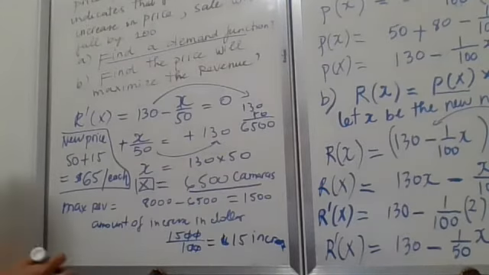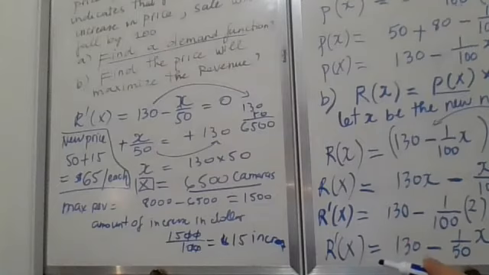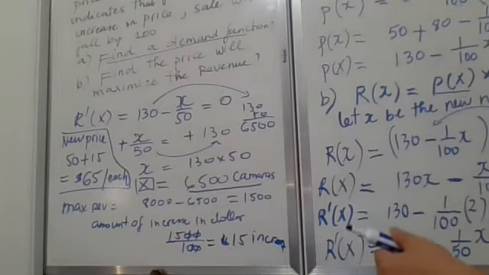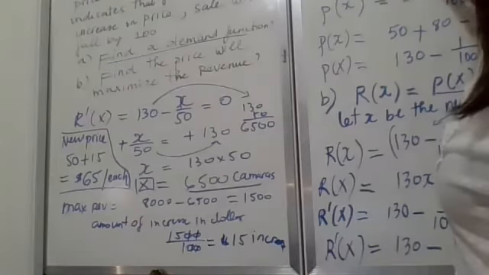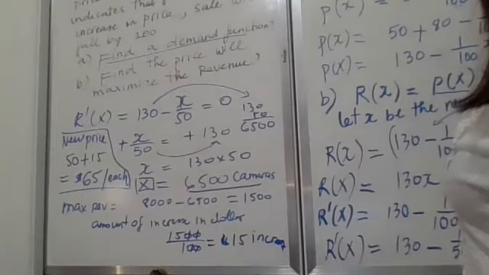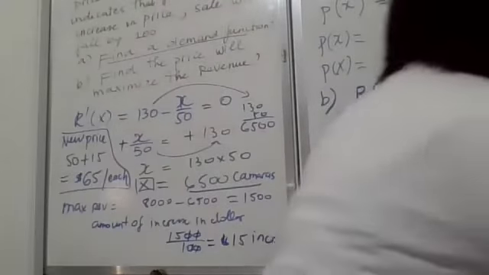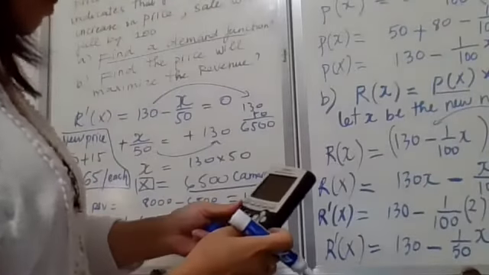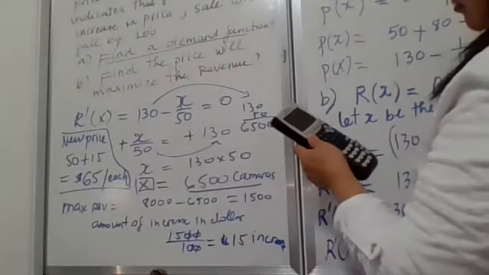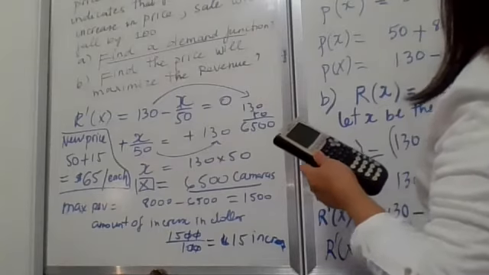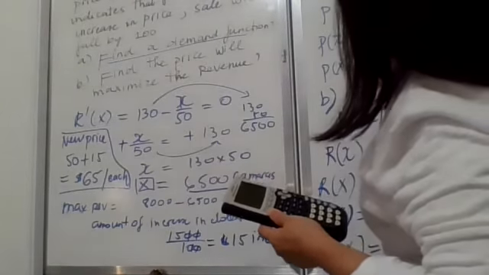So if you want to find the maximum revenue, all you do is use $65 times the 6,500 cameras we sell for the new price, right? So how much is that? Let's calculate. Our maximum revenue will be 65 times 6,500, which is $422,500. So that's the new revenue.